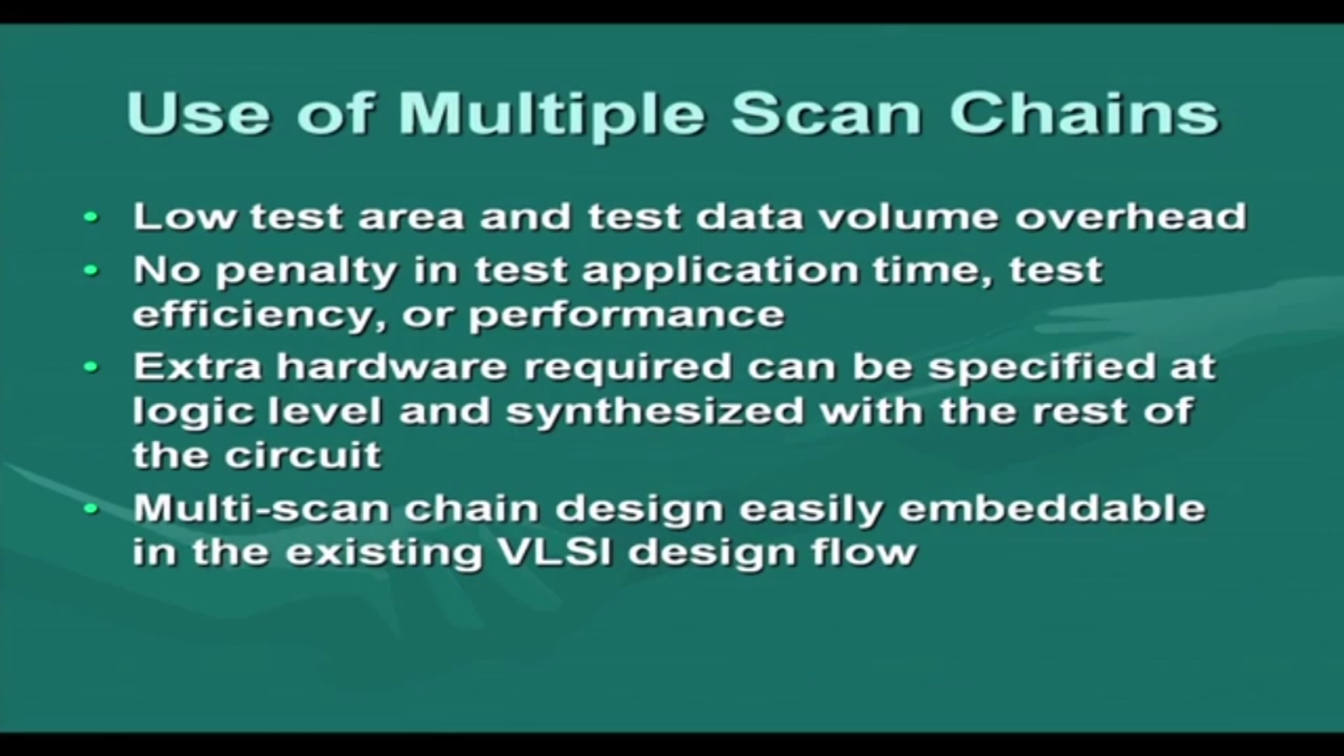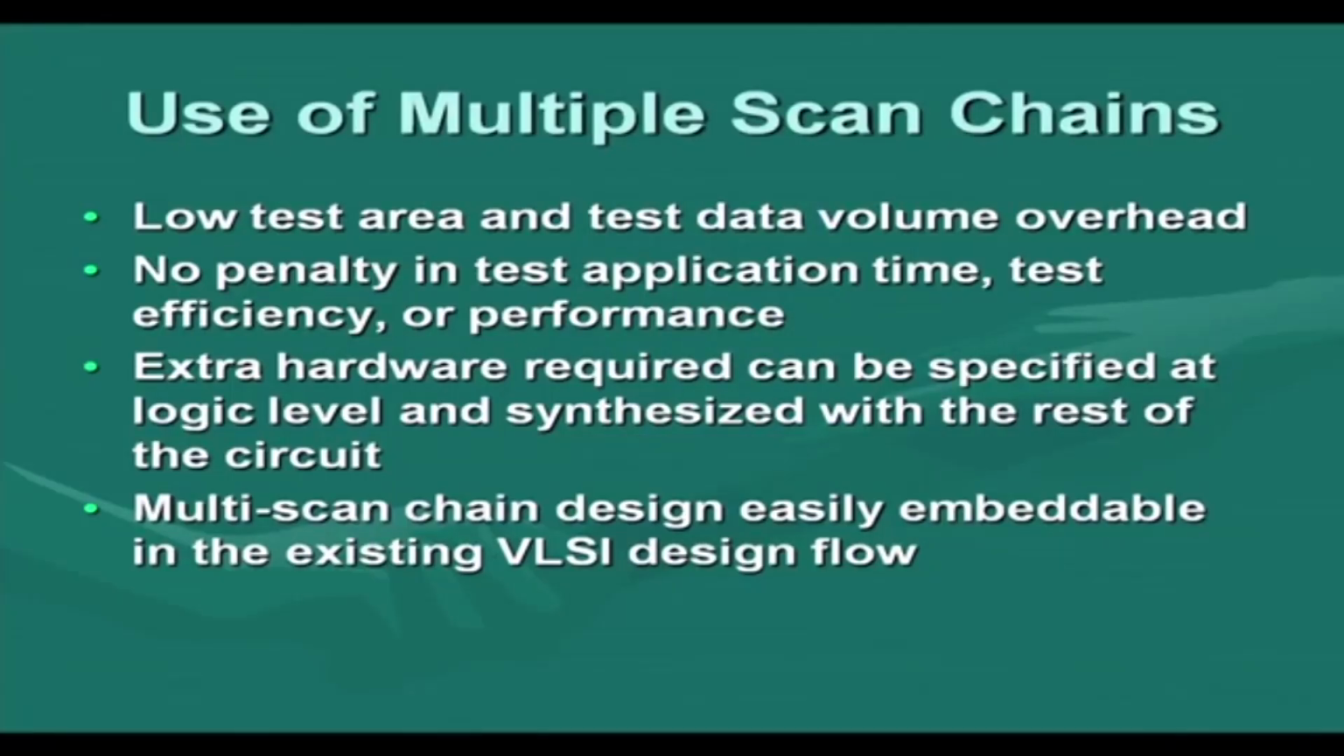So we can form test slices, and many compression mechanisms like Huffman code rely on this scan slice. That way the test volume can be reduced by doing the compression. Test application time can also get improved. So there is no penalty, but rather it can improve because the shifting can be done faster. Efficiency and performance are not affected. However, extra hardware is required, and that can be specified at logic level and synthesized with the rest of the circuit. So we need some separate scan control hardware.